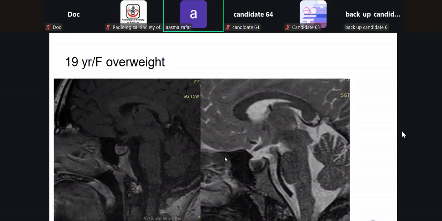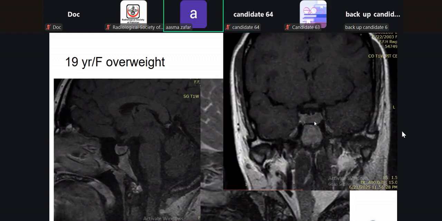You should know how the dynamic pituitary scan is done. You have to comment on the stalk and the optic chiasm and the rest of the points.